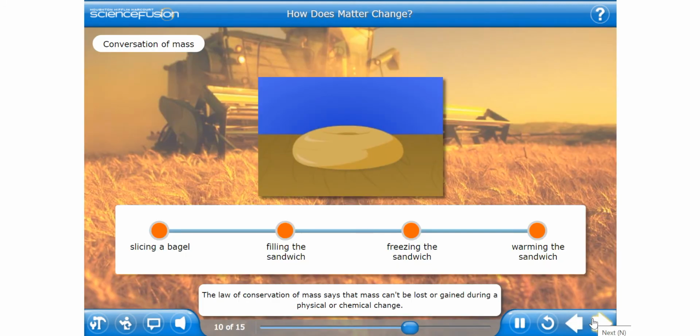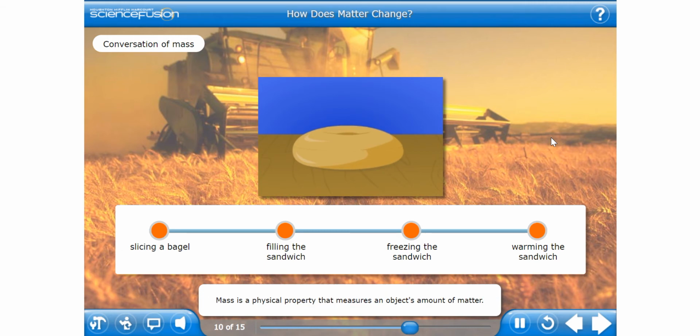The law of conservation of mass says that mass can't be lost or gained during a physical or chemical change. Mass is a physical property that measures an object's amount of matter. Click the dots on the line to see how mass remains unchanged during physical changes.